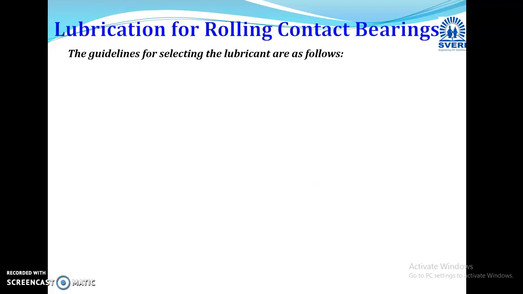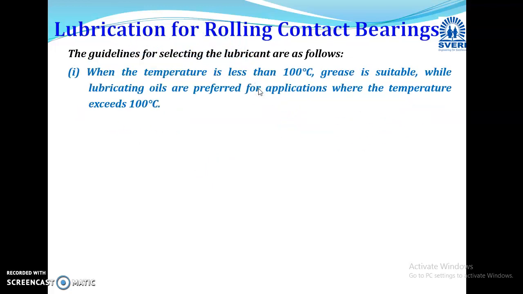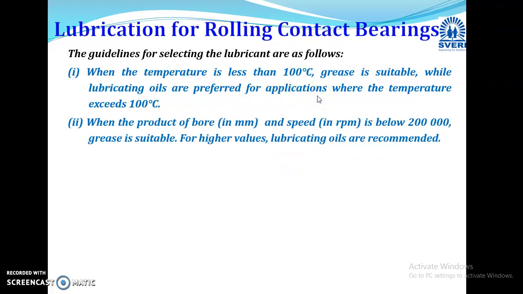Now we have discussed the advantages of oil and the advantages of grease. Friends, when to select which? The guidelines for selecting a lubricant are given. When the temperature is less than 100 degrees Celsius, grease is suitable, and lubricating oils are preferred for applications where the temperature exceeds 100 degrees Celsius.